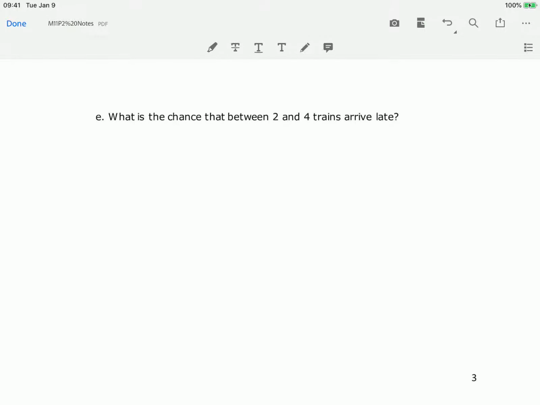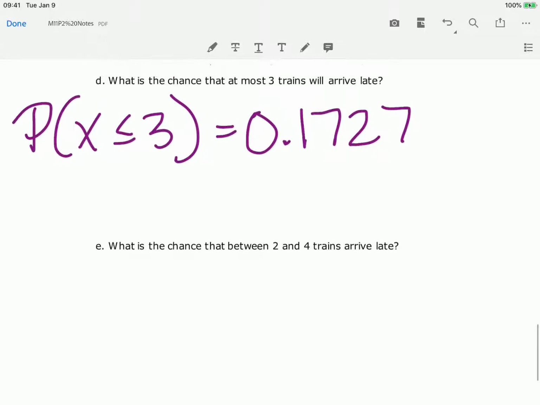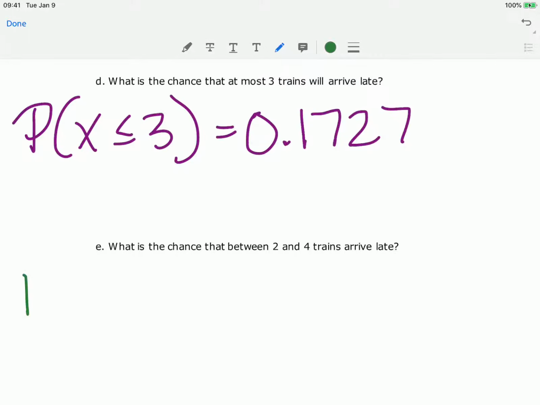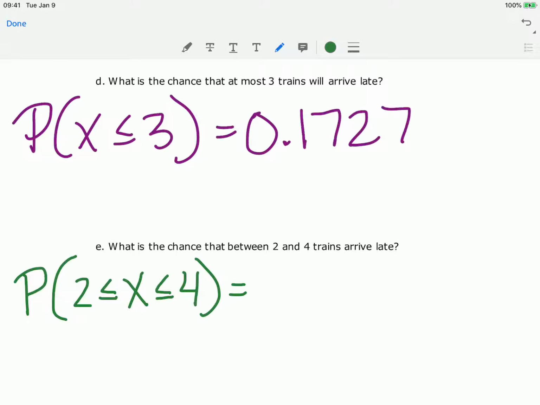And then the last example for a type of question we could see with this is what is the chance that between 2 and 4 trains arrive late? So the probability that 2 to 4 trains are late. Whenever we say between 2 and 4 or between 5 and 9 or whatever it is, the numbers that are given are included in the probabilities.